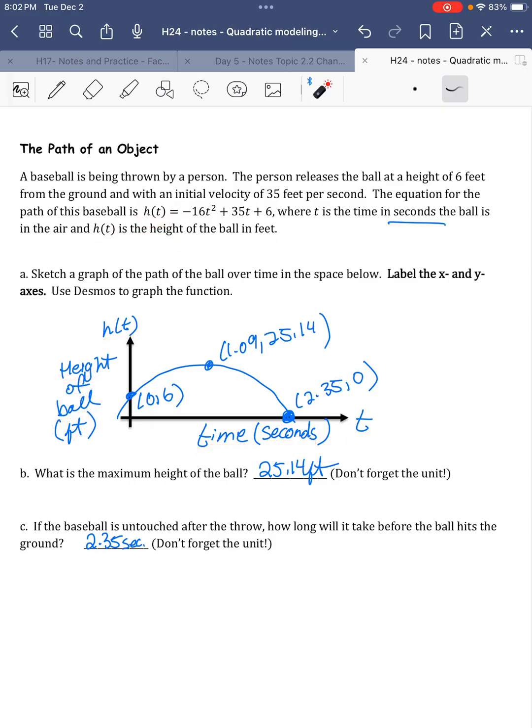So get that drawn, and then basically we're just going to interpret all these points. So remember, time 0 is 6. That's when I'm releasing the ball. The ball goes in the air, and this is the highest, and it comes back down at this time. So this is the time it lands back on the ground, after 2.35 seconds. So it lands on the ground, right? And the highest it ever got was at 1.09 seconds. It was 25 feet in the air. Okay. So that's pretty easy. You're just interpreting the picture.